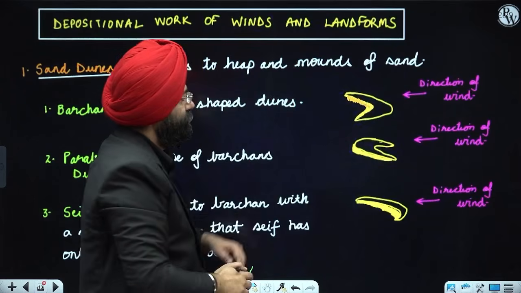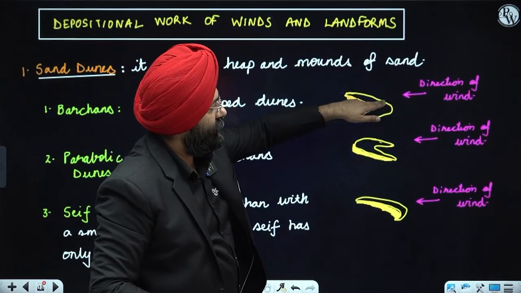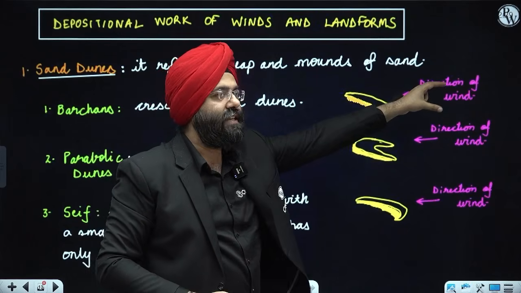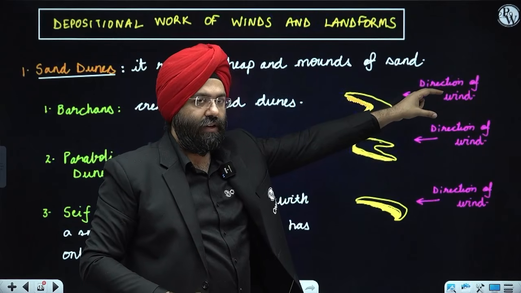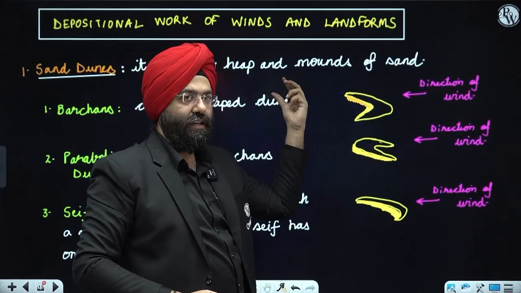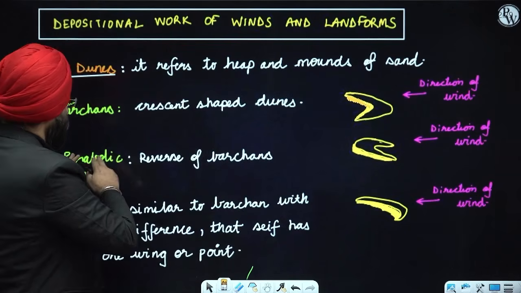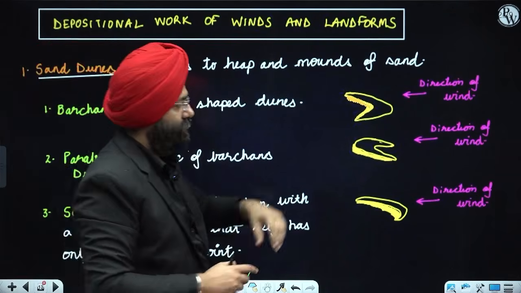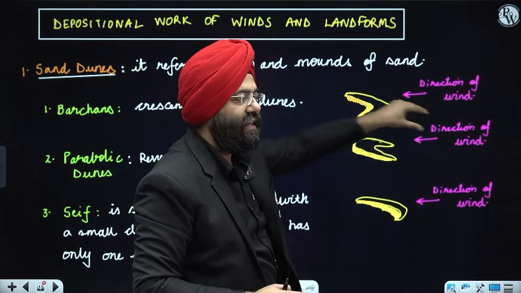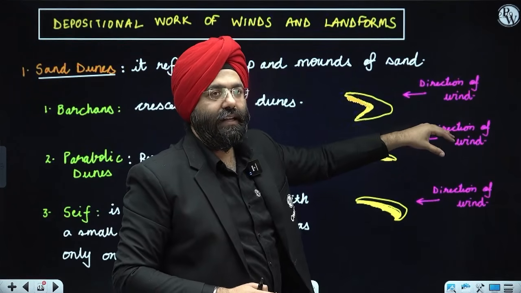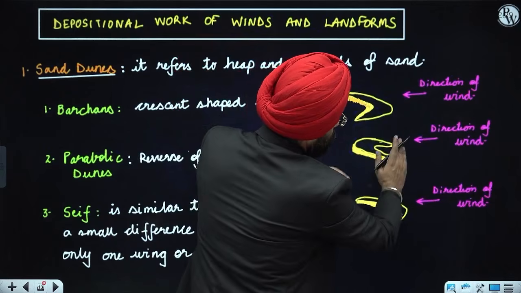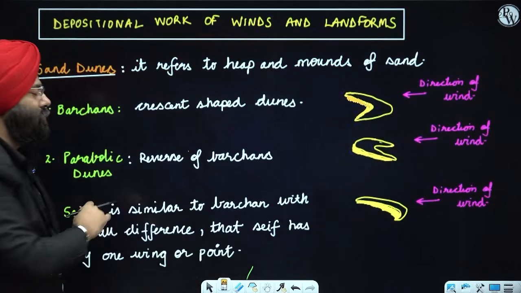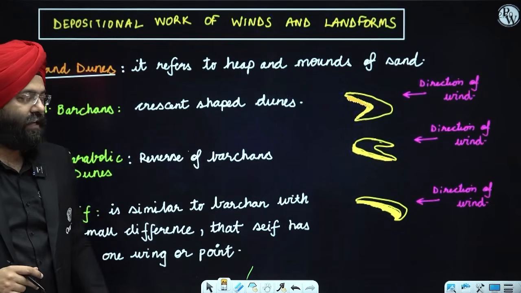Now see this. Because this is the direction, these limbs are not facing the wind. It is in this direction, right? So next thing is parabolic dunes. Parabolic dunes are reverse of Barchans. That means these two limbs are going to face the wind directly. This is also in an elevated structure in this way. So parabolic dunes are reverse of the Barchans, right?